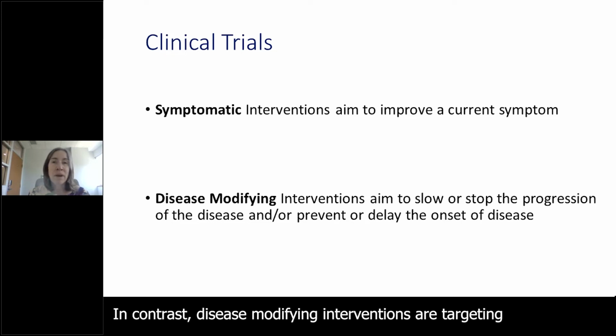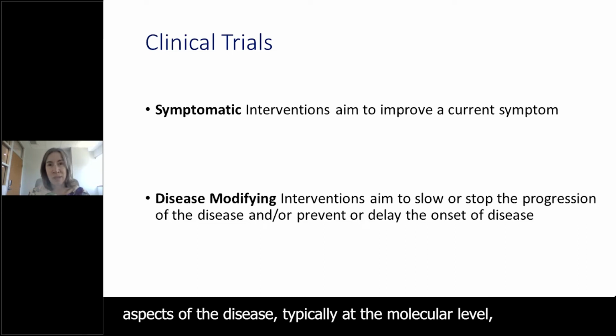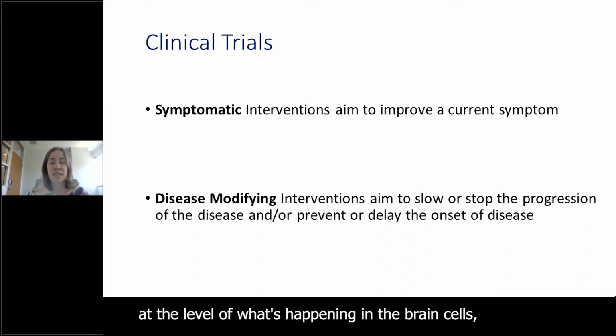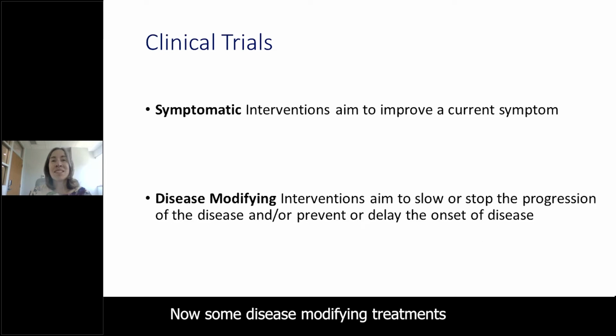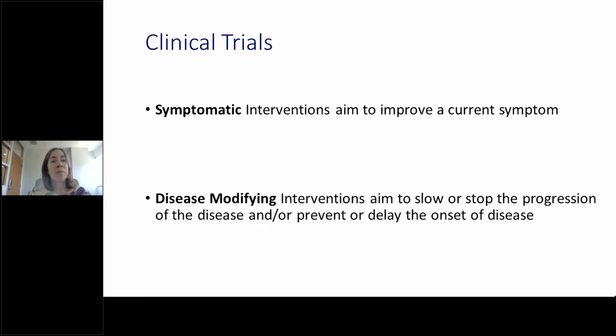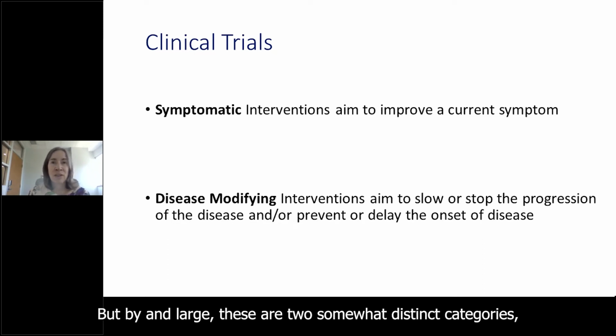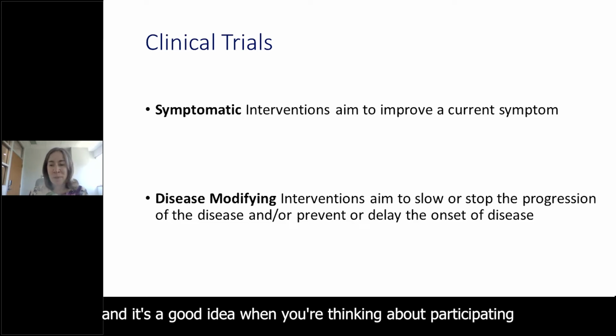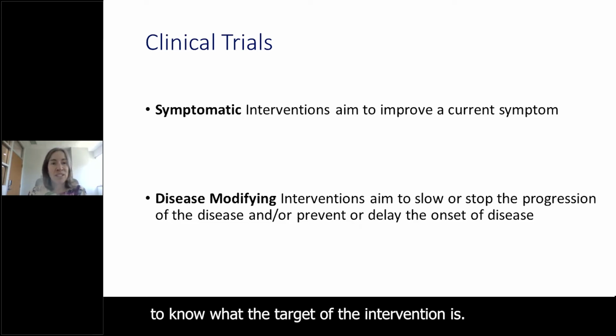In contrast, disease-modifying interventions are targeting aspects of the disease, typically at the molecular level, at the level of what's happening in the brain cells, to try to slow or stop the progression of the disease and to try and delay the onset, or in the ideal world, of course, prevent the onset. Now, some disease-modifying treatments might also help with symptoms, and some treatments that were thought to be symptomatic interventions might actually have some disease-modifying properties. But by and large, these are two somewhat distinct categories, and it's a good idea when you're thinking about participating to know what the target of the intervention is.